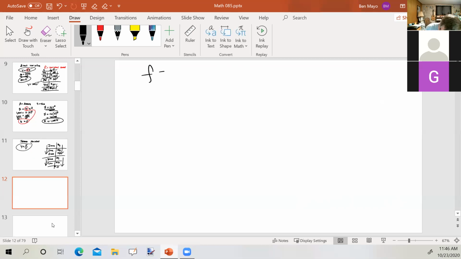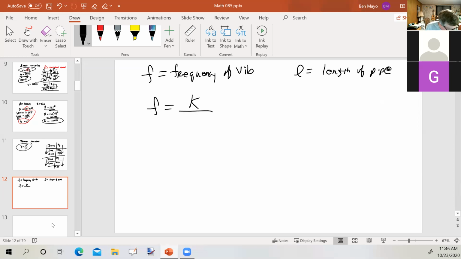All right, so I'm going to let F equal the frequency of vibration, and L is going to be the length of the pipe. It says the frequency of vibration of air in an organ pipe varies inversely to the length of the pipe. So I get F equals k over L. So instead of y equals k over x, I'm using F for frequency of vibration and L for the length of the pipe to fit the scenario. All right? Any questions?